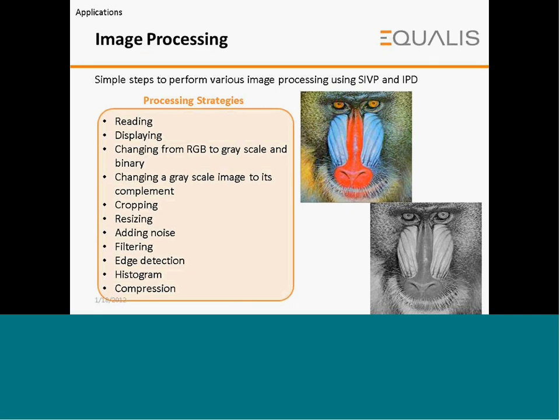Image processing. We can perform various image processing actions using the image and video processing toolboxes through simple steps in Scilab. Processing strategies include reading images, displaying, changing from RGB to grayscale and binary, changing a grayscale image to its complement, cropping, resizing, adding noise, filtering, edge detection, histogram, and compression.